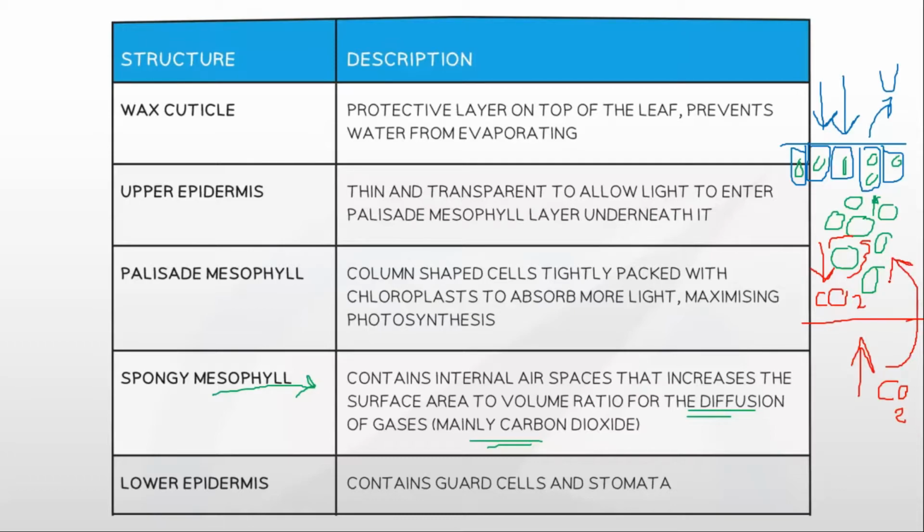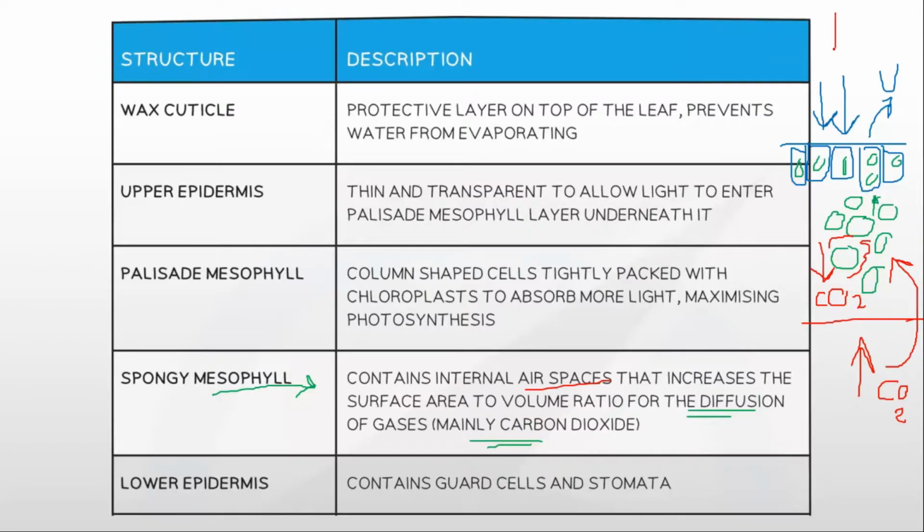inside the leaf. They contain internal air spaces that increase the surface area to volume ratio for the diffusion of gases, mainly carbon dioxide. So they provide a larger, more spacey area. They have a lot of space. They have wide air spaces in order to maximize surface area. And if you remember, the more the surface area, the higher the rate of diffusion. Hence, more carbon dioxide will be absorbed by the plant.